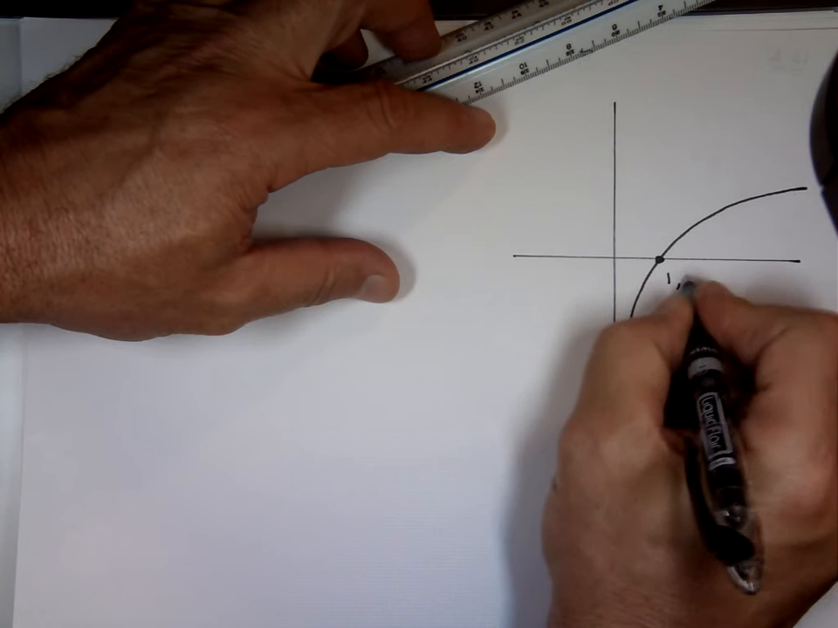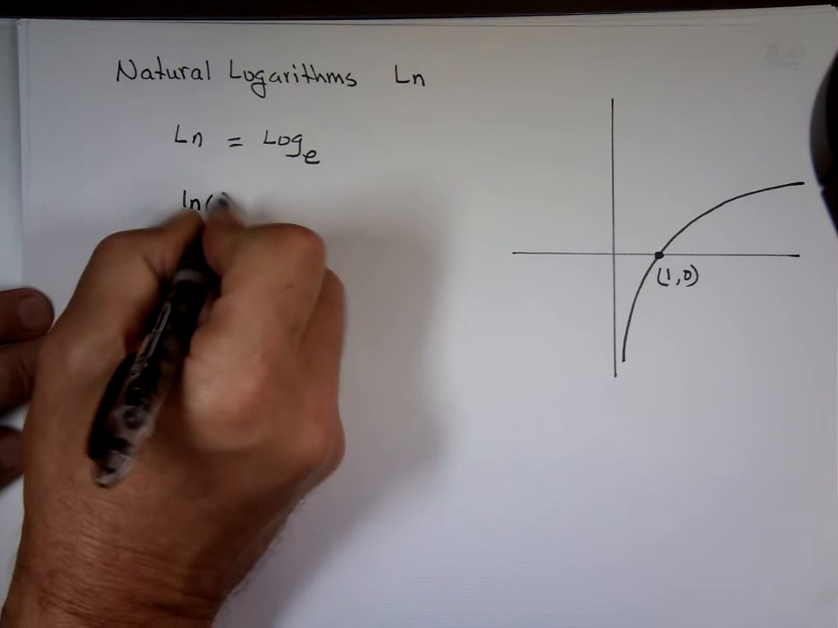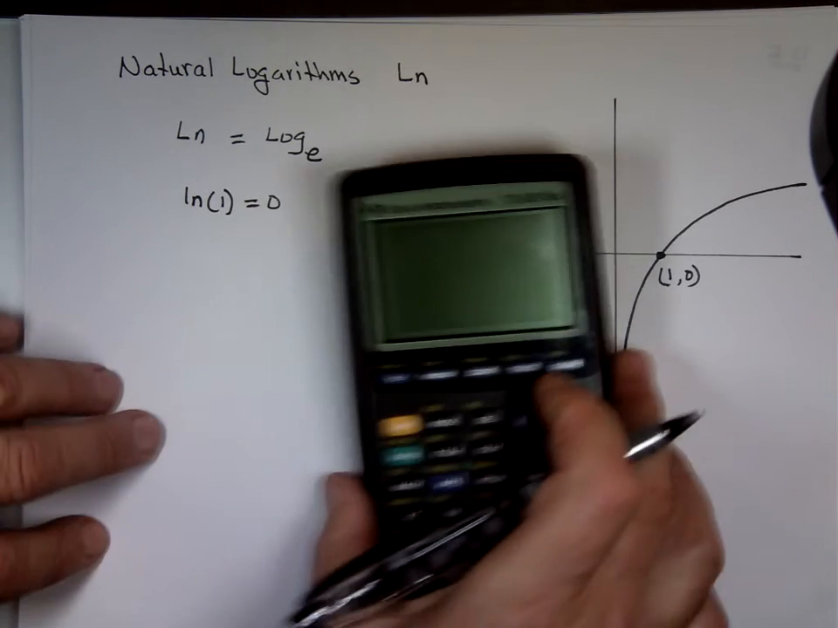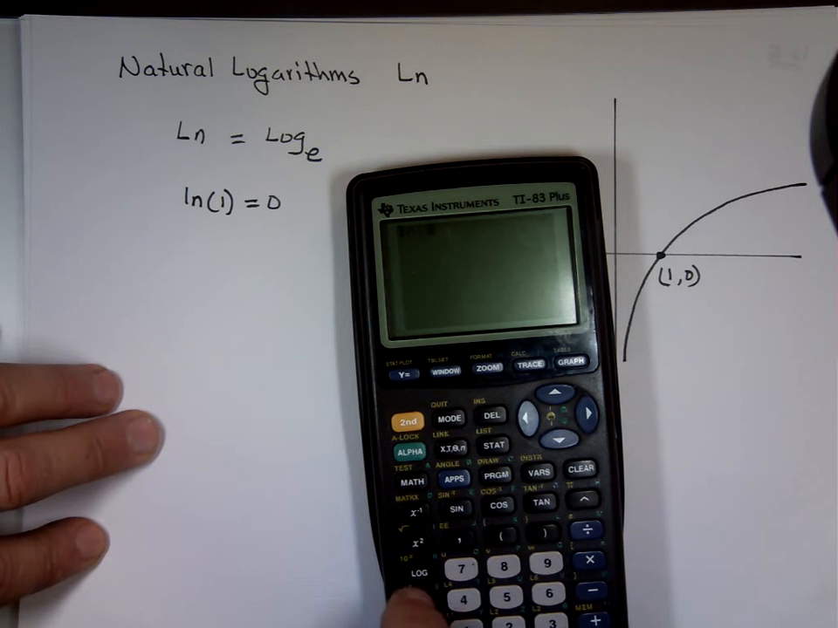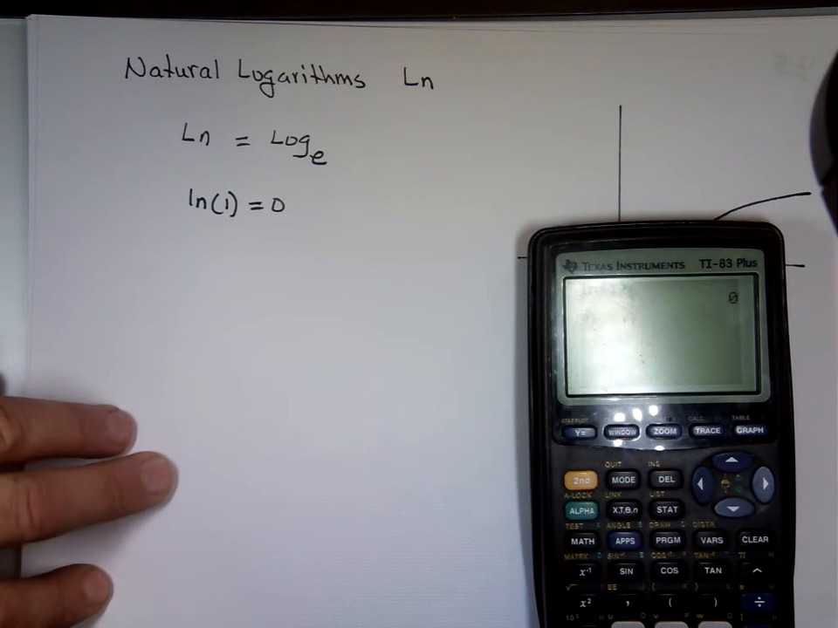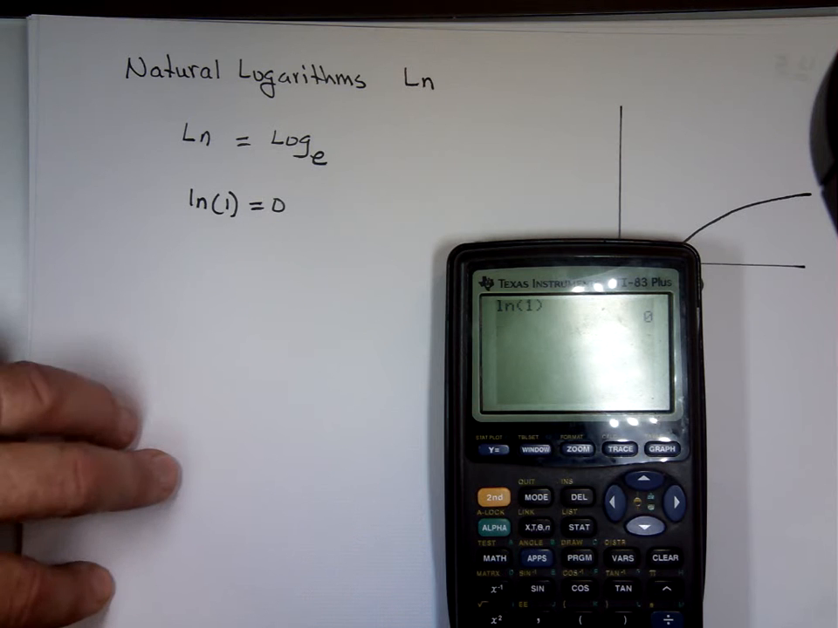When it's 1, that's a 0. So if I go on my calculator and say, what's ln of 1? It should give me 0. ln of 1 equals 0.